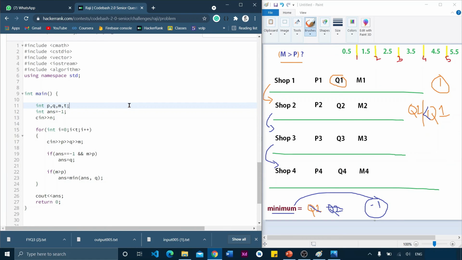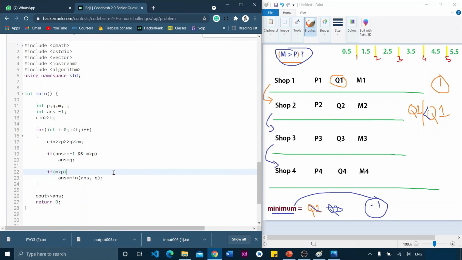I have declared 4 variables here, that is P, Q, M and T for this particular challenge. This variable answer is the same as the minimum variable explained here. In the next line, I'll take the input of T, that is the number of shops. Now I'll iterate from 0 to T minus 1 for all the shops. During the iteration, I'll take the inputs for P, Q, M for the particular shop i. I have added this condition to store the value of Q for the first shop which satisfies this particular condition, that is M is greater than P.